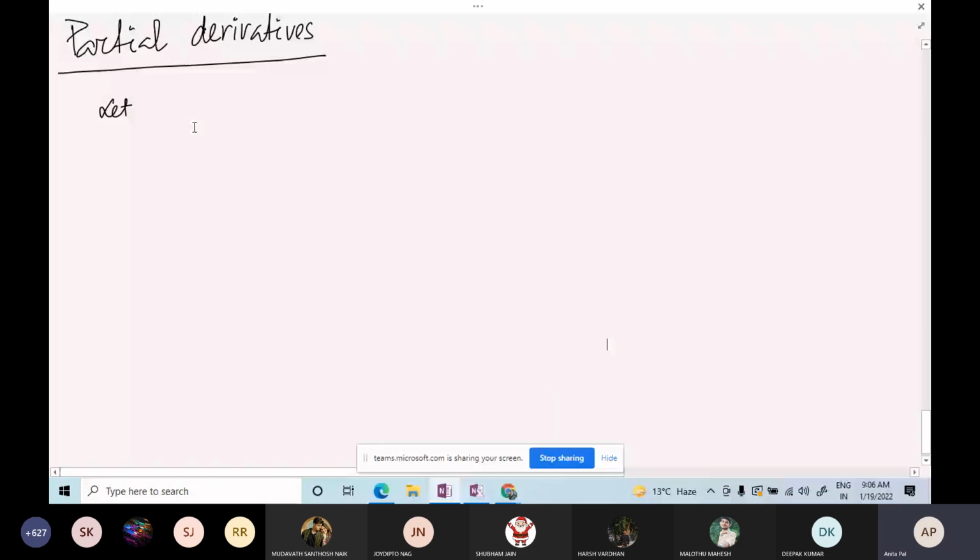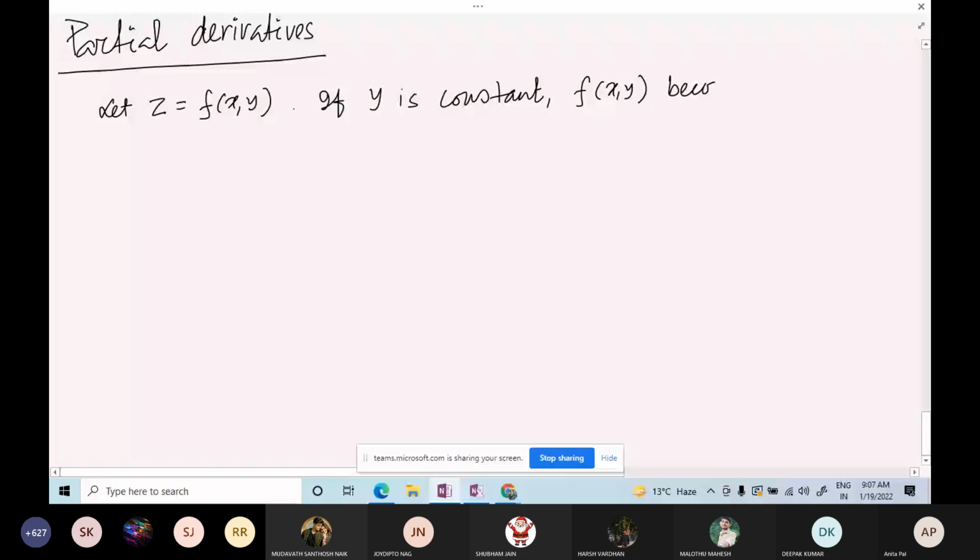Okay, so we are starting with partial derivatives. Now suppose let z equals f of xy, a function of two independent variables. Now suppose if y is constant, then f of xy becomes a function of only x.